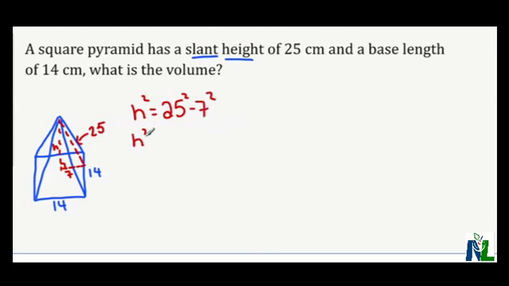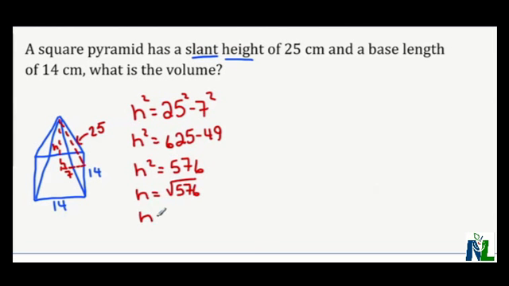So 25 squared is 625, and 7 squared is 49. Then subtracting those, we get 576. Now to find the height, we need to find the square root of 576. So using our calculator, we can figure out that the square root is 24. So now we're able to use our formula for volume.